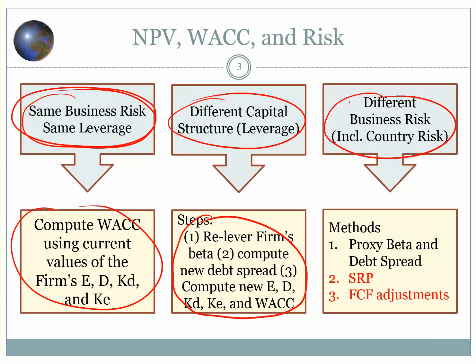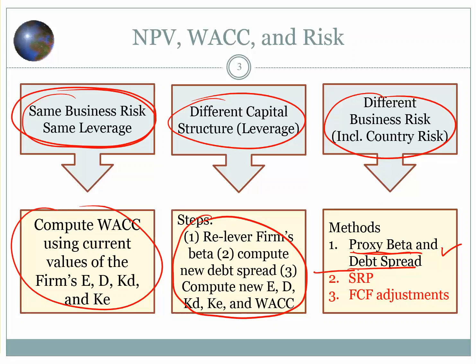Then we said if there's an actual different business, say Apple wants to get into the cable television business, I can't use Apple's beta anymore because Apple's beta reflects the electronics business. So I'll probably use a proxy beta. I'll use the beta of, say, Comcast, delever it using Comcast's capital structure, and then relever it using Apple's proposed structure, get a new debt spread, and that's how you should do it.